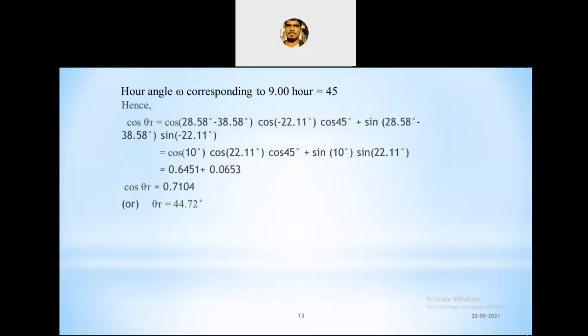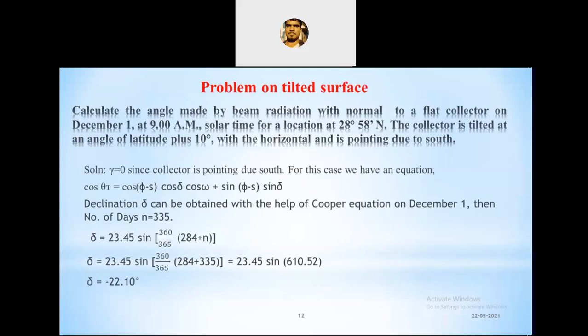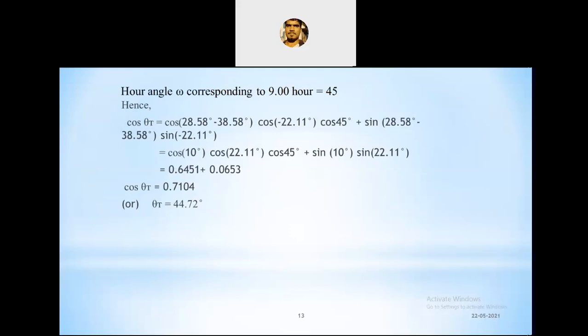So substitute, and if you simplify, finally cos theta t is equal to 0.7104. If we convert that into an angle from the radian value, we get theta t equal to 44.72 degree. So the final angle made by the beam radiation for that particular time, particular day and particular location, is theta t equal to 44.72 degree.